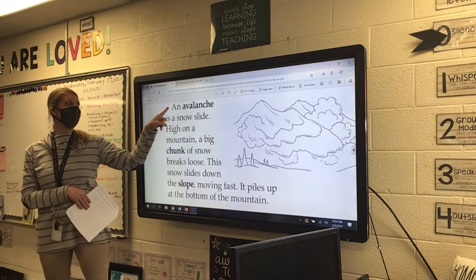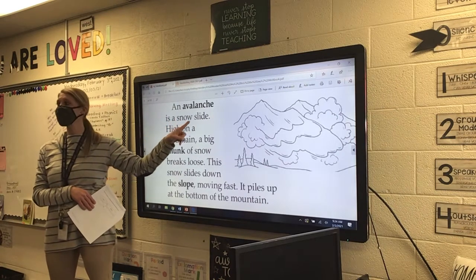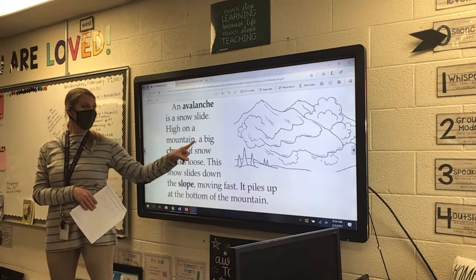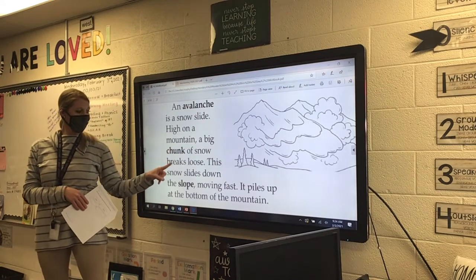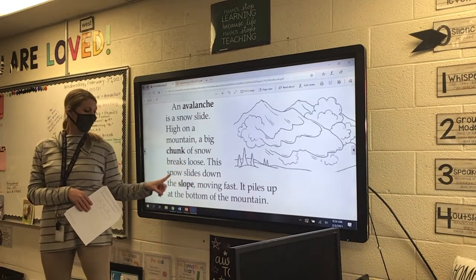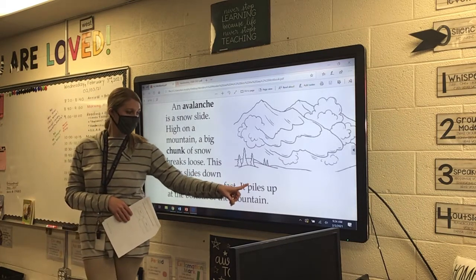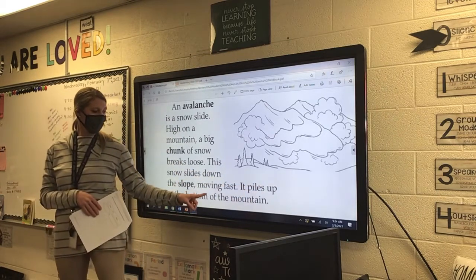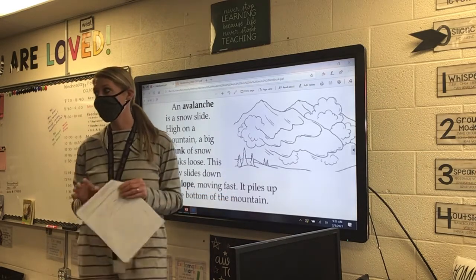Ready? All together. An avalanche is a snowslide high on a mountain. A big chunk of snow breaks loose. This snow slides down the slope, moving fast. It piles up at the bottom of the mountain. So that is what an avalanche is.